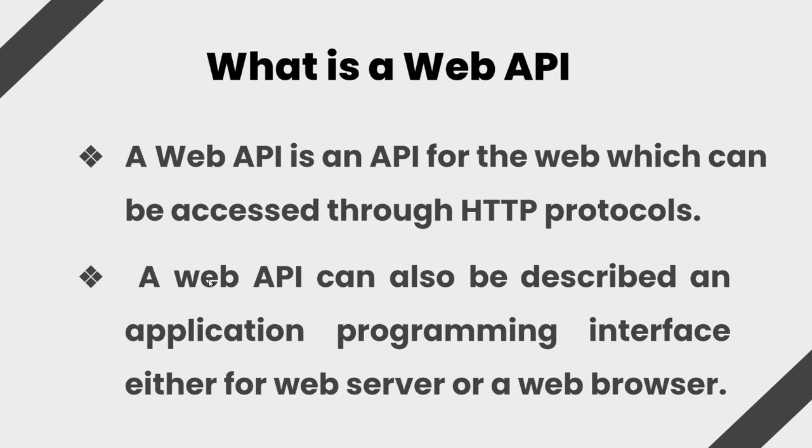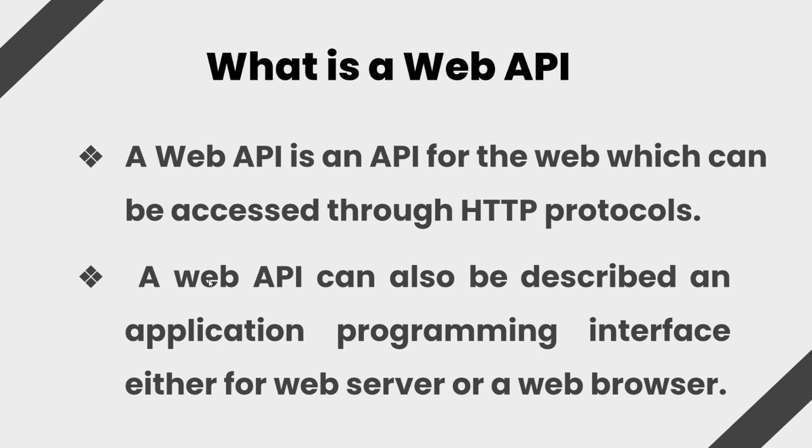So the web API is basically an API integrated on the web itself. To access these APIs, we make use of HTTP requests, or you can also call them protocols. Now, these web APIs can also be described as an application programming interface for either a web server or a web browser.